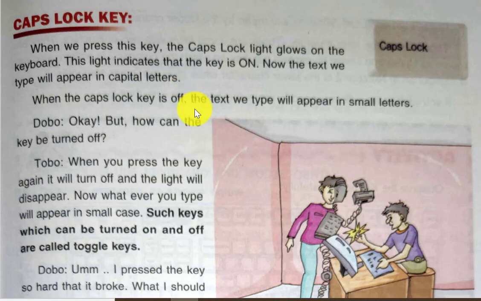As in our home, we switch on the button of the tube light, fan, TV, and AC. Then our electric machines, the tube light and fan, will be on, and when we switch off the button, the light, fan, AC, fridge, and TV will be off. In the same way, the caps lock key has an on and off button. When we turn on the caps lock key, the light on the keyboard glows, and when we switch off the caps lock key, the light is off.